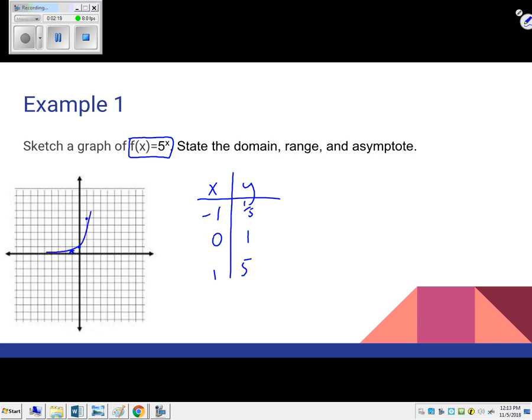Draw a smooth curve through these 3 points. I missed that last point. Oh well, you get the idea. For the domain, this thing is touching everything to the left and to the right, so we'll say negative infinity to infinity. And the range is sitting on the x-axis, so it would be 0 to infinity. And the asymptote, well, that's going to move in just a minute.